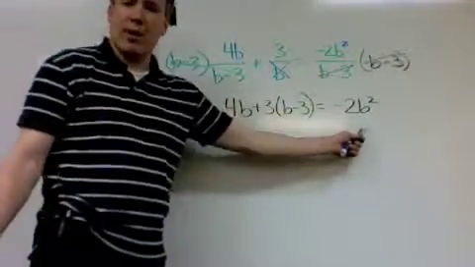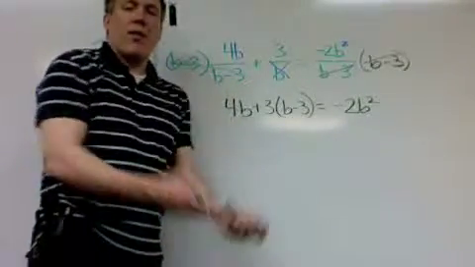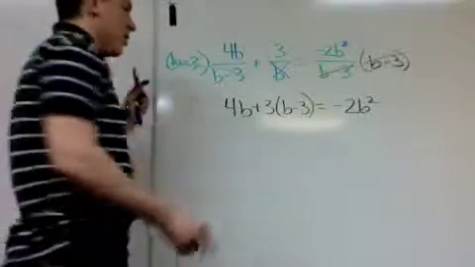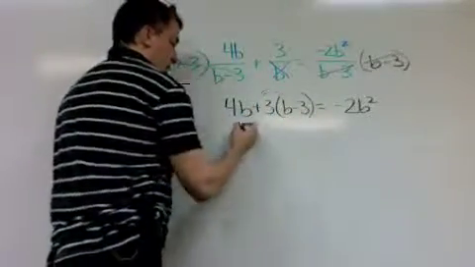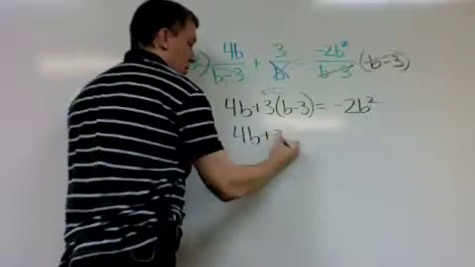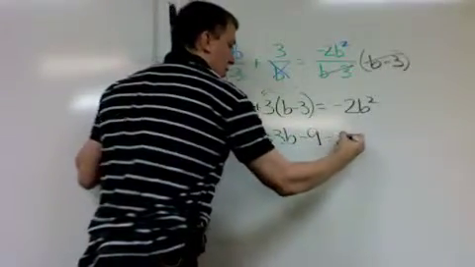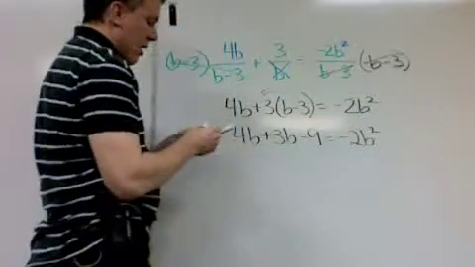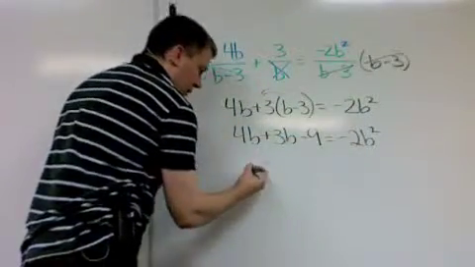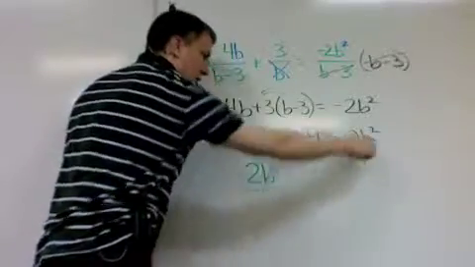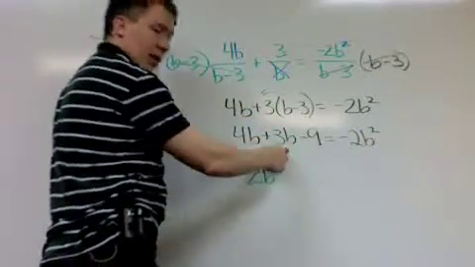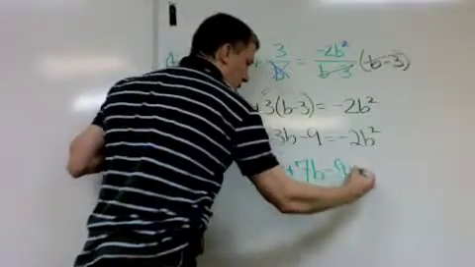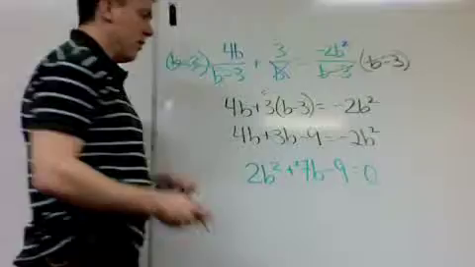I can see that my highest power is 2. So I'm going to get everything to one side, make it equal to 0. This is how we solve polynomials and quadratics. So first, let's distribute. So 4b plus 3b minus 9 equals negative 2b squared. Now I'm going to move everything to this side, and I'll get positive 2b squared, because I'm moving that over here. 4b plus 3b is 7b, minus 9 equals 0. Okay?